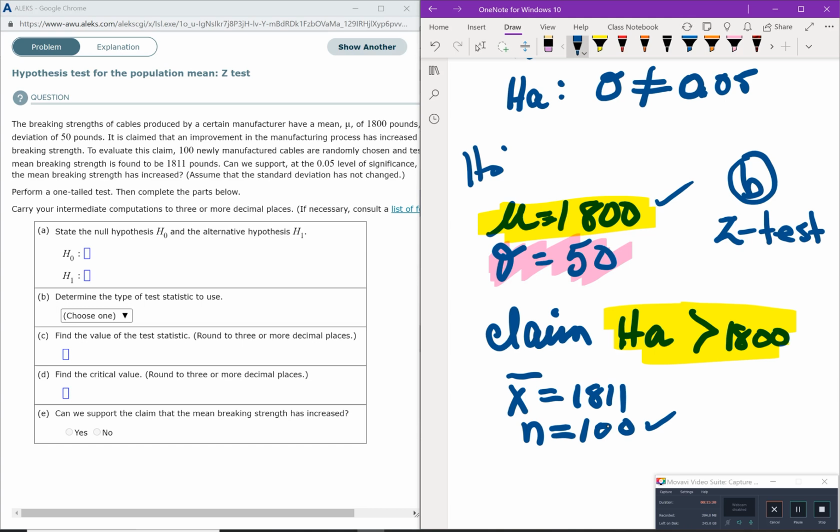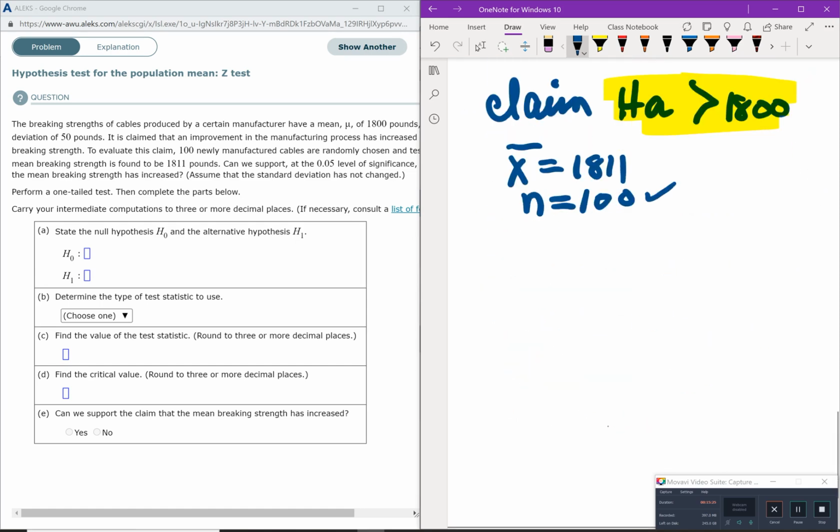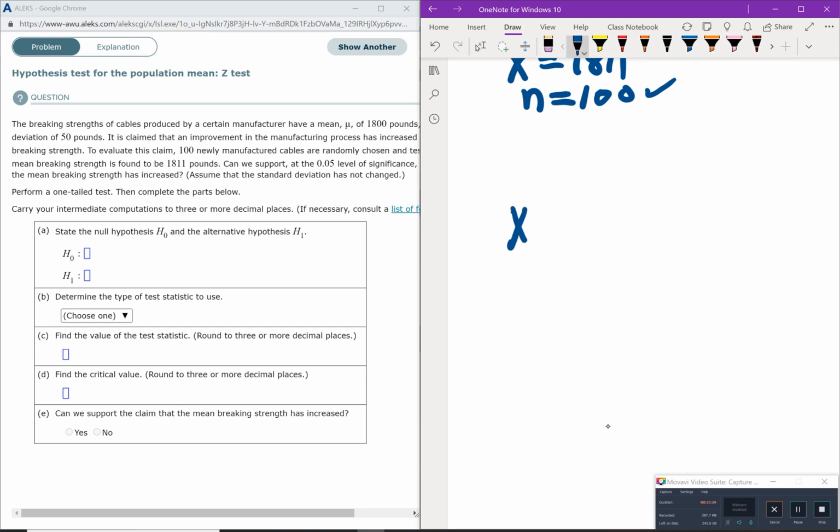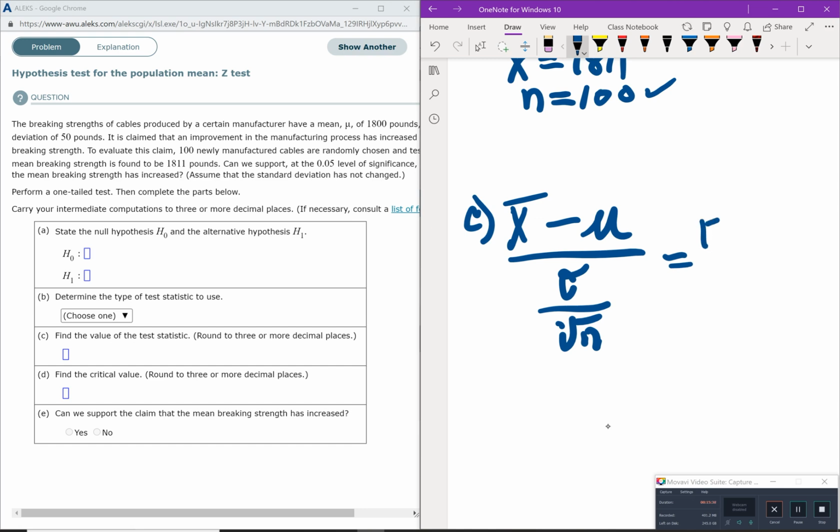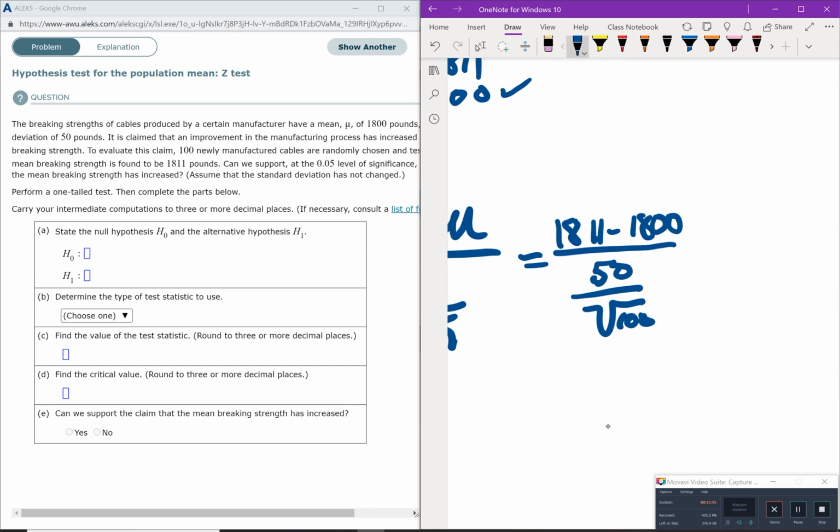So the next thing we want to do is find the value of the test statistic. So we're going to start with the formula where we have x bar, so this is part C. We have x bar minus mu over sigma over the square root of n. And they gave you some really pretty numbers if you think about it. So we have 1811 minus 1800 divided by the standard deviation of 50. And that is divided by the square root of 100, which we know is 10. Do a little math, and we find that this value is 1.645.